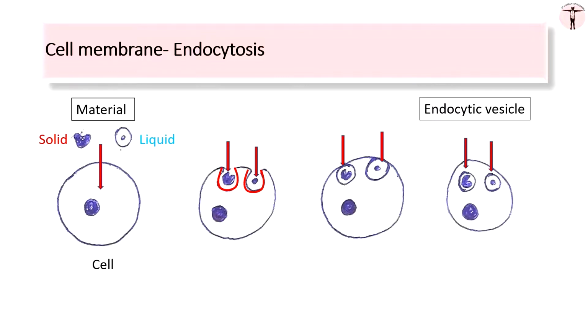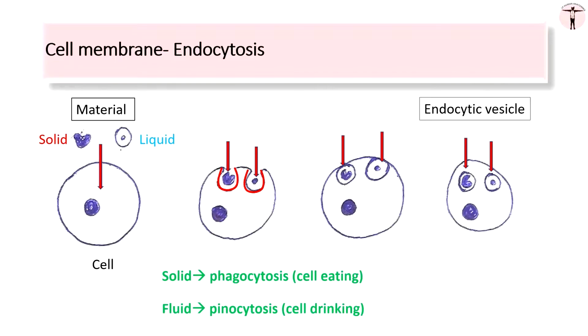Intake of solids like microorganisms by this method is known as phagocytosis, or it is called cell eating, and of fluid is known as pinocytosis or cell drinking. The endocytic vesicles are respectively called phagosome and pinocytic vesicle.